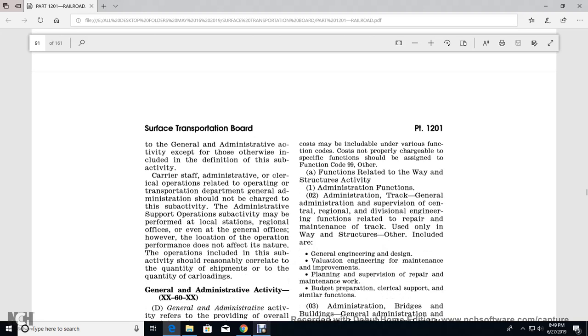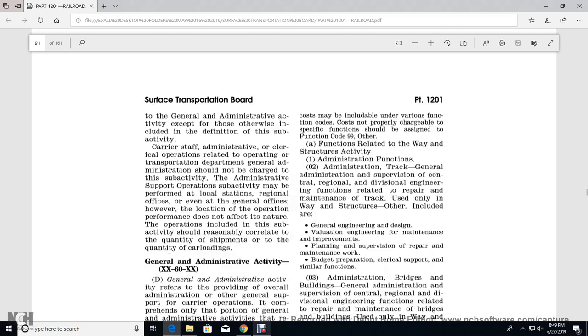Administrative support operation sub-activity may be performed at a local station, regional office, or even the general office. The location of the operation performance does not affect the name of the operation. The sub-activity should be reasonably correlated with the quantity of the shipment, for example the quantity of carloads.